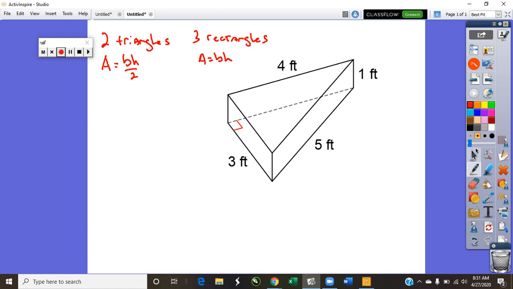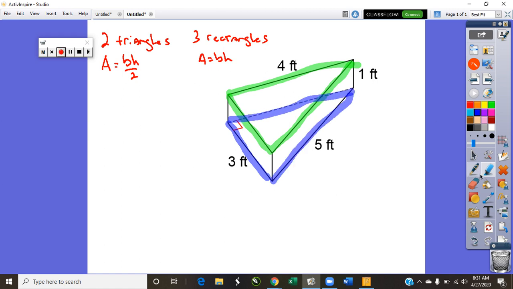Now let's look for the two triangles here. Okay. I've got a triangle right here, and I've got another one right below it down here. Okay. Now the thing is, these two triangles are going to be identical. So truthfully, I don't really have to find the area of each of them. I can find the area of one of them, and because there's two of them, just multiply it times 2.